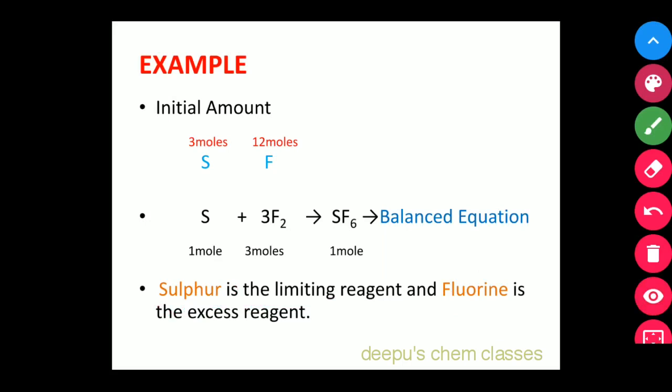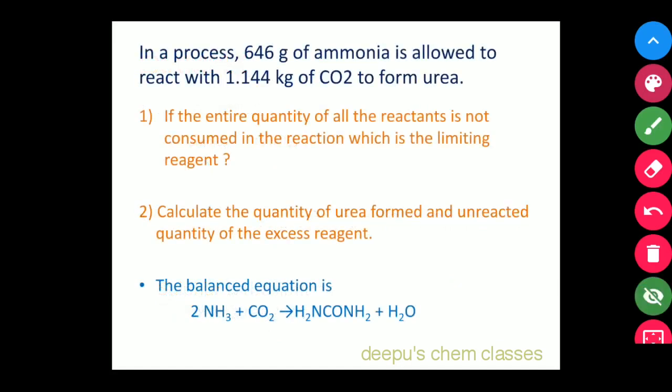So let us see one more example problem to understand the concept in a better way. The problem is, in a process, 646 gram of ammonia is allowed to react with 1.144 kilogram of carbon dioxide to form urea. So this is a chemical reaction between ammonia and carbon dioxide, so that we can get the product urea. Ammonia is given as 646 gram, and carbon dioxide is given in kg, 1.144 kilogram.